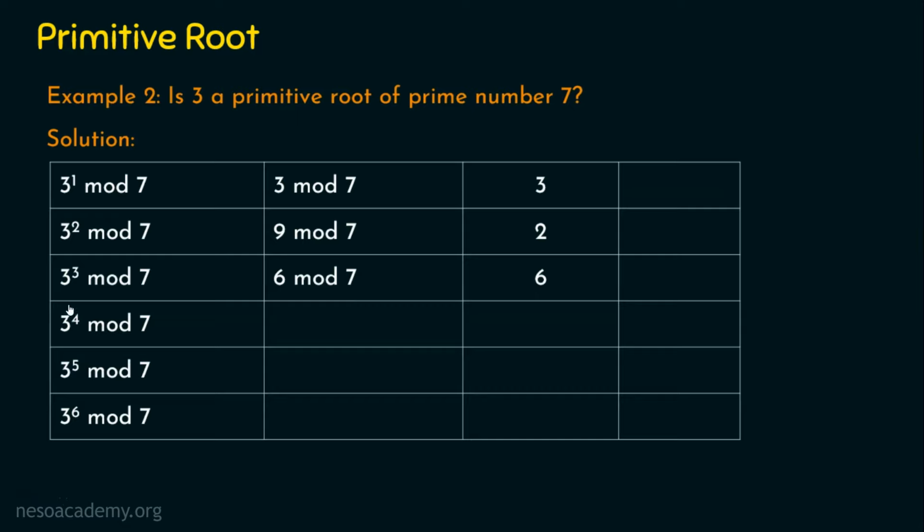Let's take 3 power 4. 3 power 4 can be written as 3 power 3 into 3 power 1, right? So 3 power 3 is 6. 3 power 1 is 3. So 6 into 3 is 18. So 18 mod 7, we get the remainder as 4.